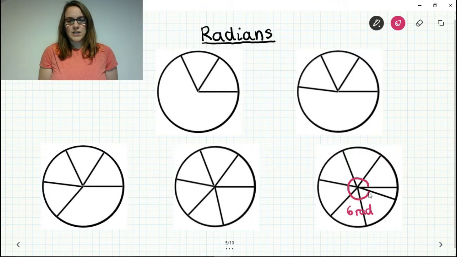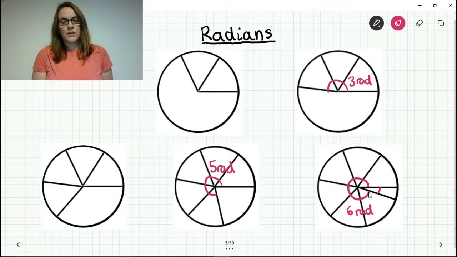And we could actually go all the way up to this one where we have 6 radians. So 6 radians, you can see, is a little bit less than a full circle. So in a full circle there are 6 and a bit radians. And you can see, for example, this angle here would be 5 radians. This one would be 3, and so on.